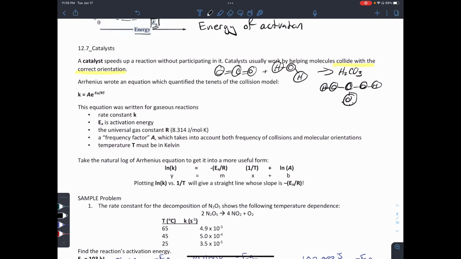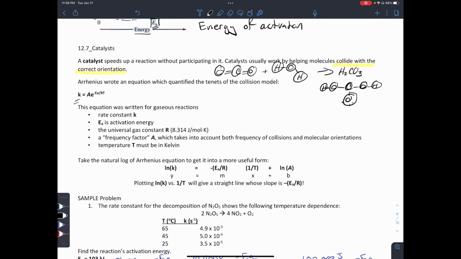Finally, we have something called the Arrhenius equation or Arrhenius. I've heard it pronounced both ways. Arrhenius is a scientist who wrote an equation that quantified this whole model. And the cool thing about it is that he writes it here in terms of K. Now, we've been using this constant K, but not really talking about what it represents. And now this equation tells us what it represents.